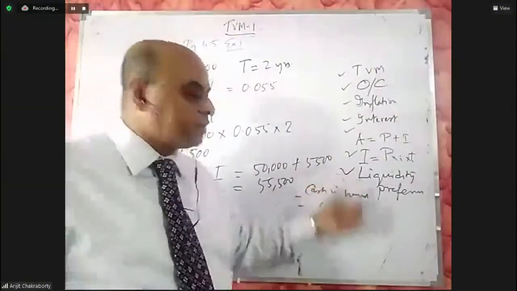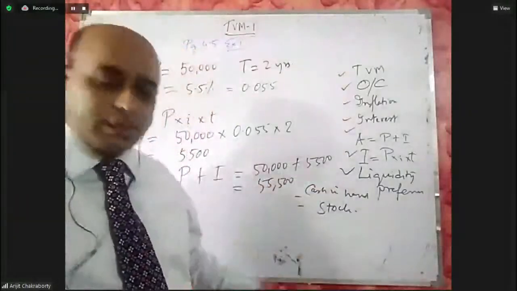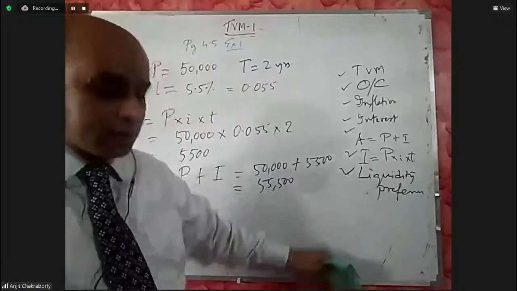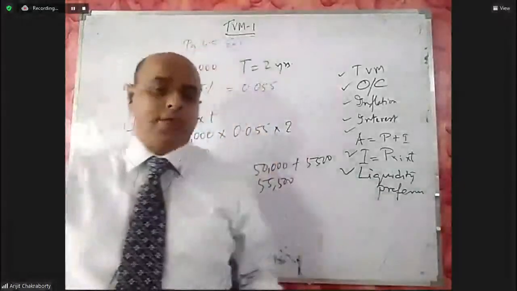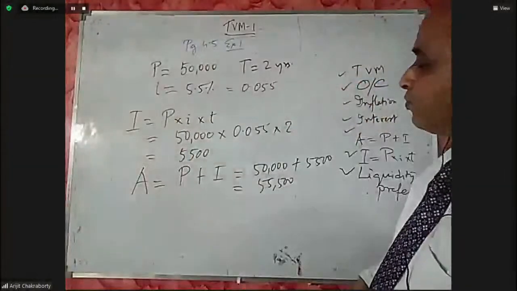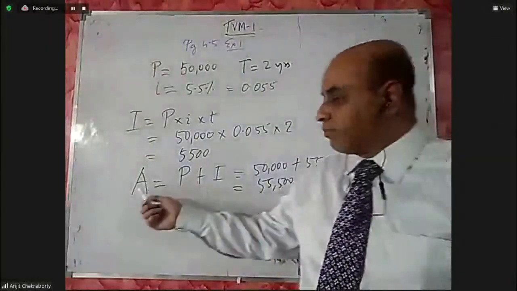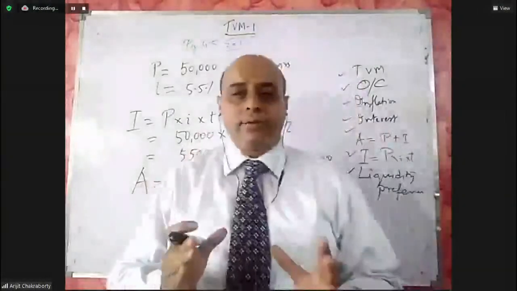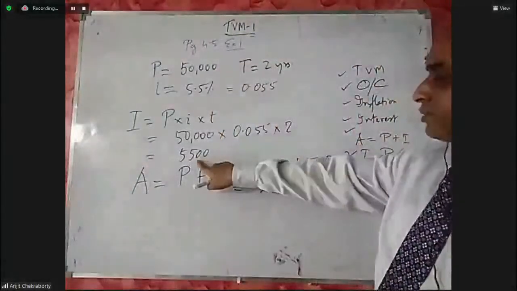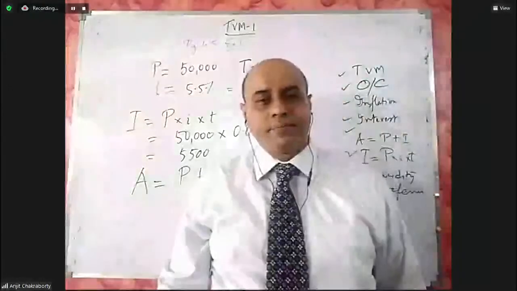Therefore, because of the rule of liquidity preference, that is one of the reasons why the bank or any financial institution will pay you interest in monetary terms. Here you saw that the bank is offering 5.5% simple interest, and as a result, the accumulated balance at the end of 2 years comes to 5,500 plus 50,000, which is 55,500.